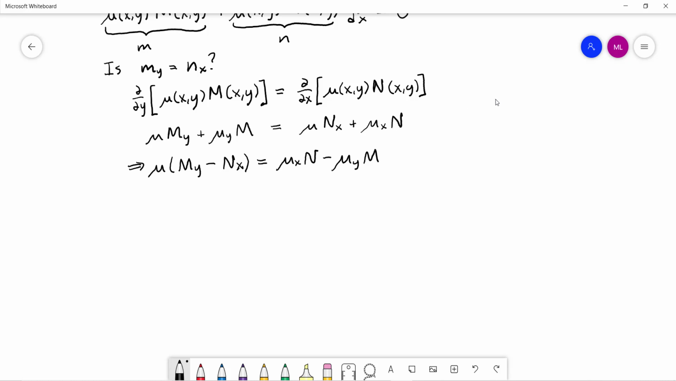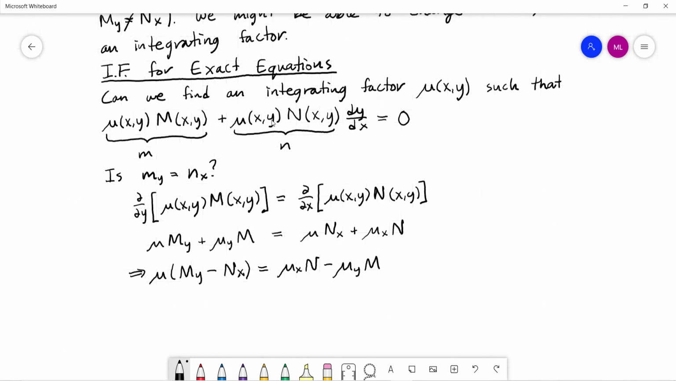Let's think about what we've got here. What are we even trying to solve for? Both M and N are presumably given in the original equation, right? They're part of the original equation. So that's not what we're interested in. What we're interested in is finding this integrating factor. We need to solve for mu. And if I look at mu, it shows up in three places. Here it is by itself. Here's the x derivative of mu, and here's the y derivative of mu.